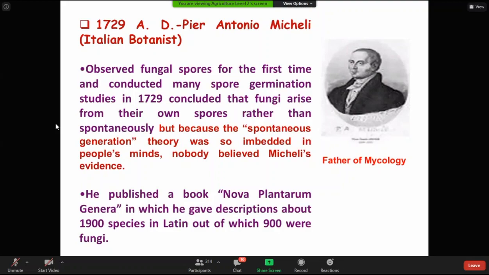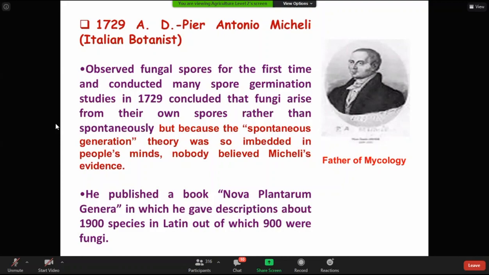But you see, the spontaneous generation theory was so embedded in people's minds that nobody believed Micheli's evidence. He saw that, but nobody believed him. And he published a book, Nova Plantarum Genera, in which he gave descriptions of about 1900 species. Of these 1900 species, 900 are fungi. His contribution is huge.